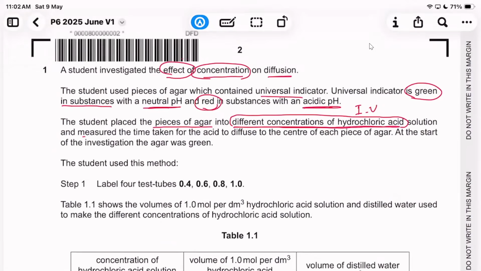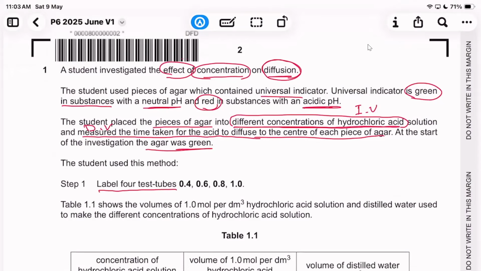And measured the time taken for the acid to diffuse to the center of each piece of agar. So how can we measure the rate of diffusion? When we say this is the dependent variable, you have to know the dependent variable should be measured. So we have to measure the time taken, and this is the dependent variable. At the start of the investigation, the agar was green. This means that it is neutral. The student used this method.